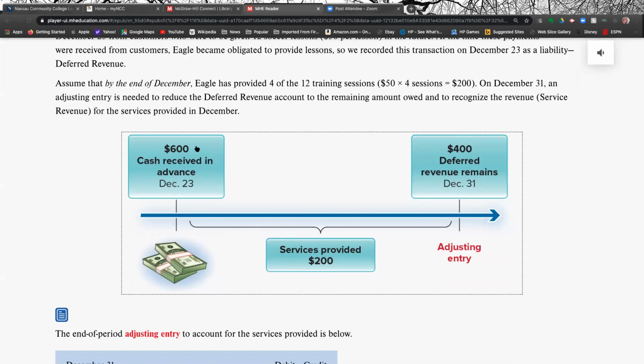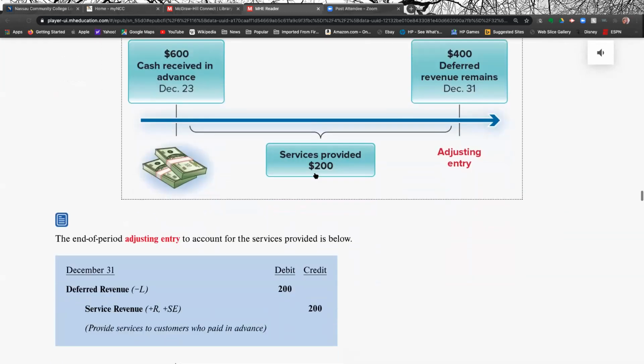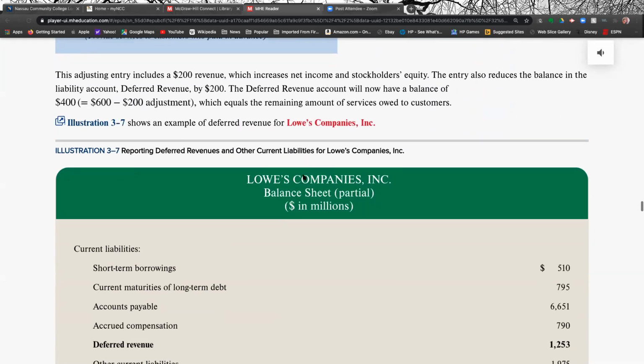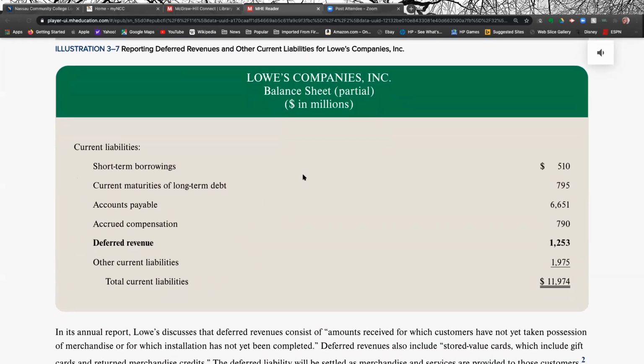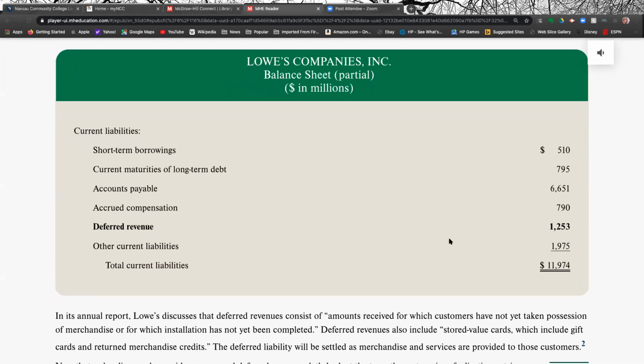So if the customer paid us in advance $600 and we did $200 worth of the work, how much still remains? We still owe the customer $400 worth of services. What entry gets made? Debit deferred revenue, credit service revenue for the work that was completed. Right, and here's Lowe's company. Right, they have deferred revenue. Notice it's listed with the liabilities, right?